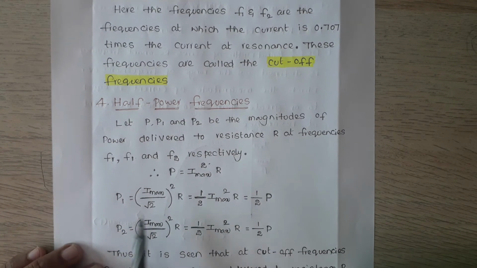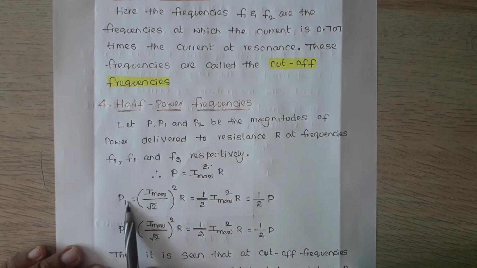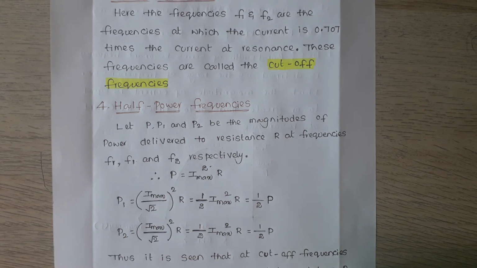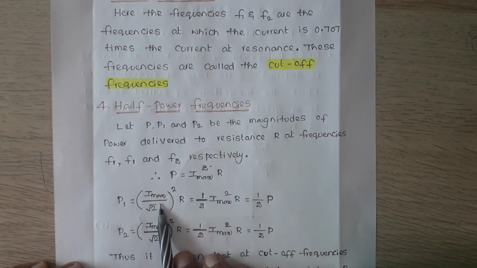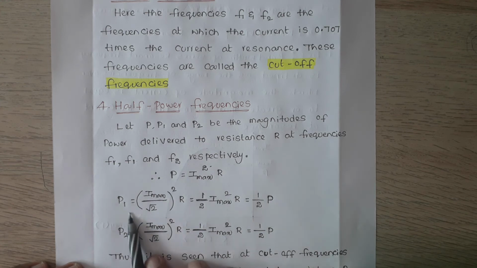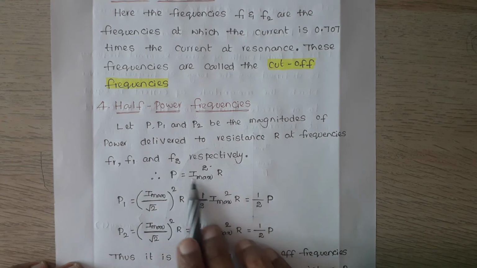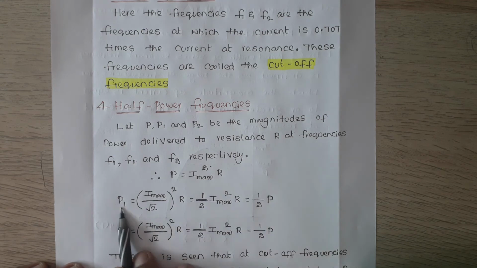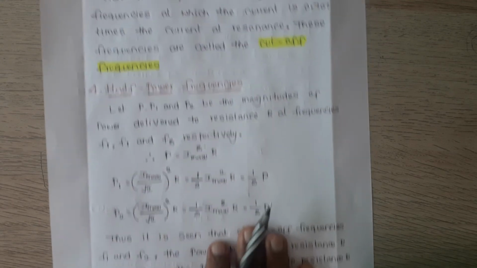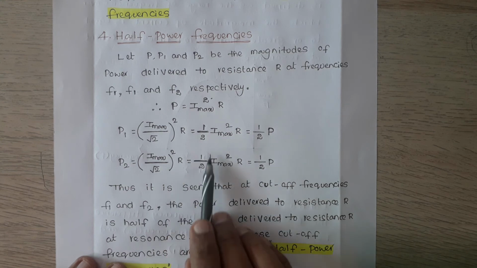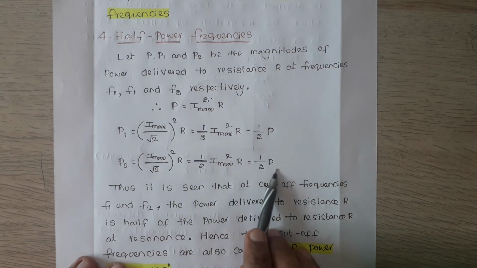With respect to this, let us get the expression for P1 and P2. For P1, the current flowing in the resistor R at the cutoff frequency is I max by root 2. So P1 is I max by root 2 whole square into R. One by root 2 whole square is 1 by 2, so it is half of I max square R, and I max square R is P. Means P1 equals half of P. Similarly, P2 is also I max by root 2 whole square into R, which equals 1 by 2 I max square R, which equals 1 by 2 P.